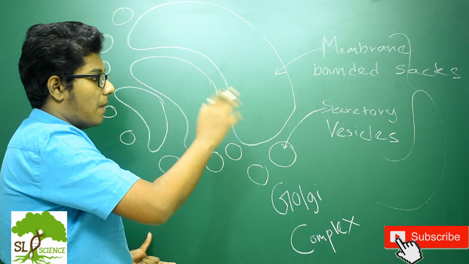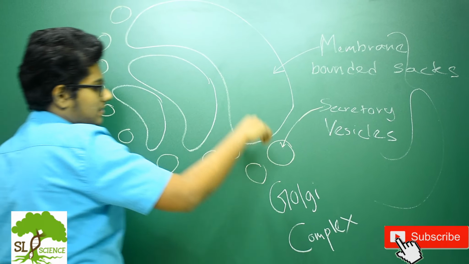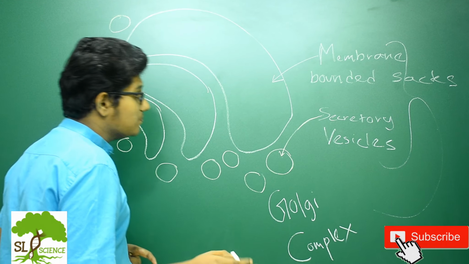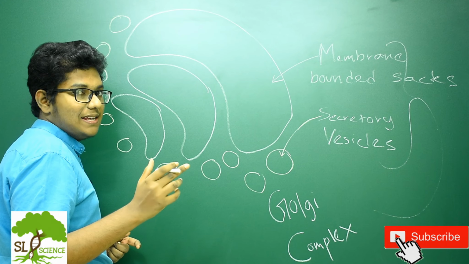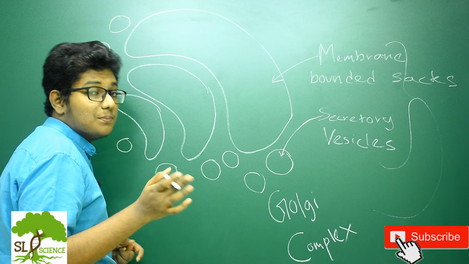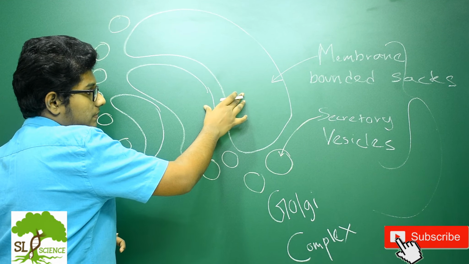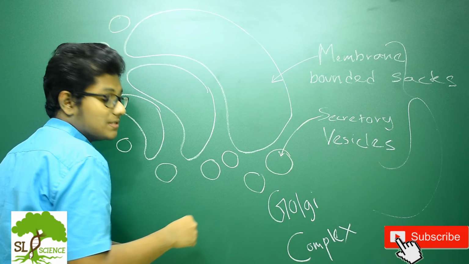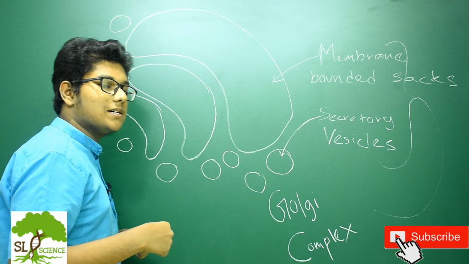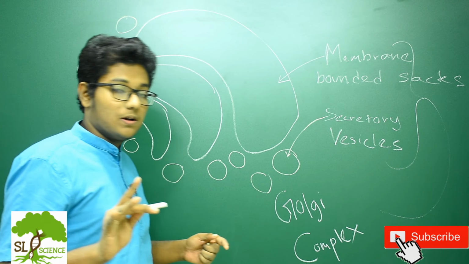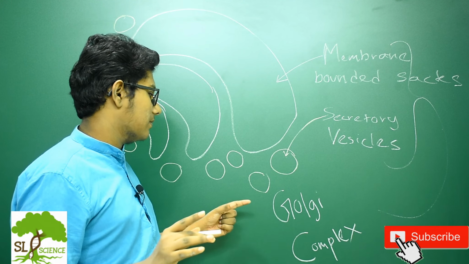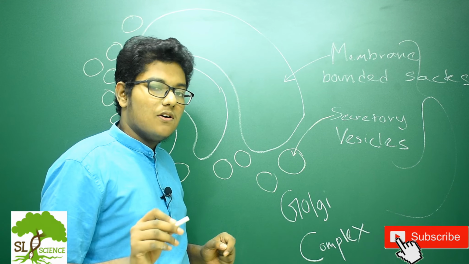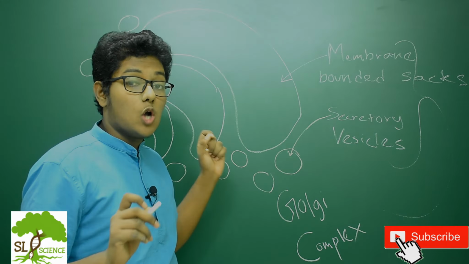The first one is the membrane bounded sacs, and secondly, around that, the secretory vesicles. Secretory substances are produced in these membrane bounded sacs, and by the secretory vesicles these are transported and secreted around the cell. Those are the main functions of the Golgi complex.